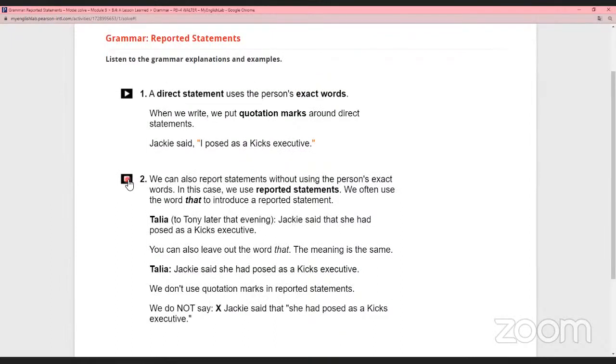We can also report statements without using the person's exact words. In this case, we use a reported statement. We often use the word that to introduce a reported statement. Jackie said that she had posed as a Kicks executive. You can also leave out the word that. The meaning is the same. Jackie said she had posed as a Kicks executive. We don't use quotation marks in reported statements.